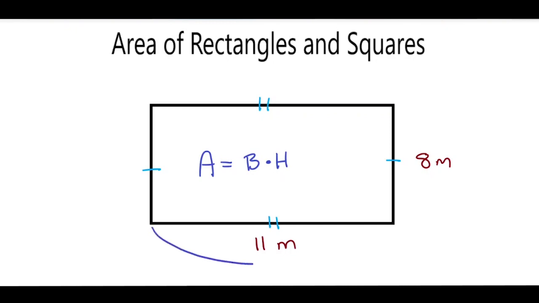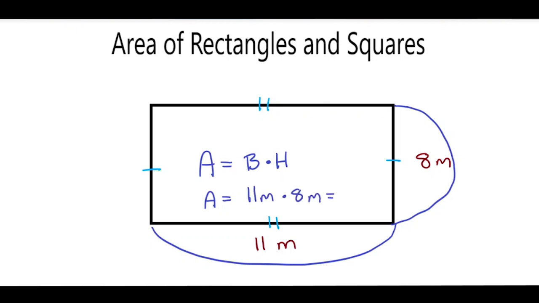So the base will be this, and the height will be this. So the area of this rectangle will be equal to 11 meters times 8 meters. Well, 11 times 8 is 88. And because this is an area, we will say this is meters squared. If you remember from algebra, if you multiplied m times m, that would give you m squared. So you can think of it like that.